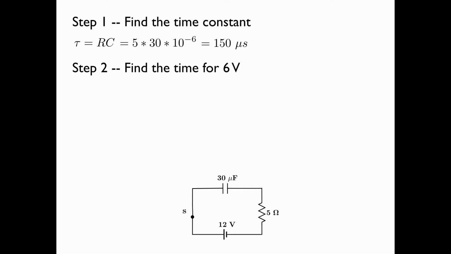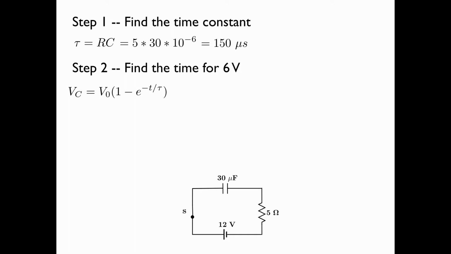Now we'll find the time it takes for the potential difference across the capacitor to reach 6 volts. This is the expression that gives the voltage across the capacitor as a function of time. V0 is the potential difference that will be reached after an infinite amount of time, which is the potential difference of the battery, in this case 12 volts. And tau is the time constant.